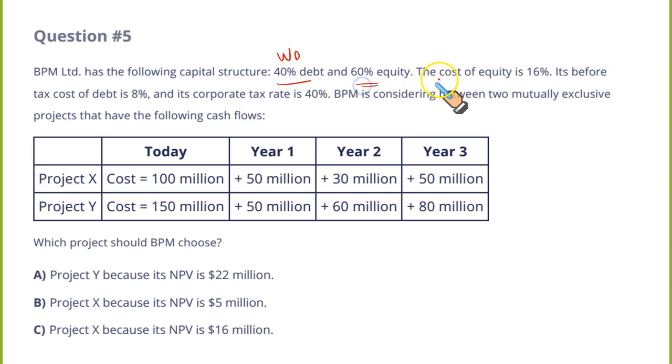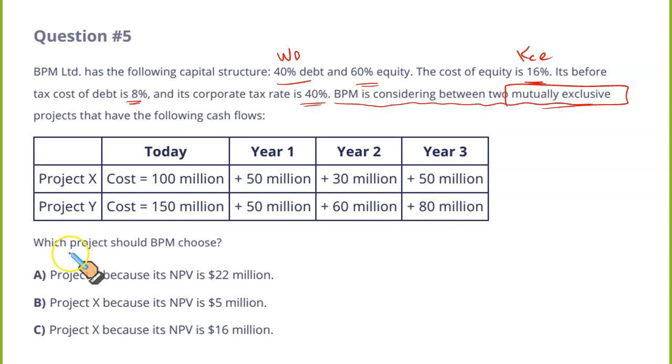40% debt, 60% equity. The cost of equity is 16%. I will just label it as KCE, cost of common equity. Its before-tax cost of debt is 8%, and its corporate tax rate is 40%. BMP is considering between two mutually exclusive projects, mind this word, that have the following cash flows. Project X, 100 million today, 50 in year 1, 30 year 2, 15 year 3. Project Y, 150 outflow today, 50, 60 and 80 inflows in year 1, 2, 3 respectively.